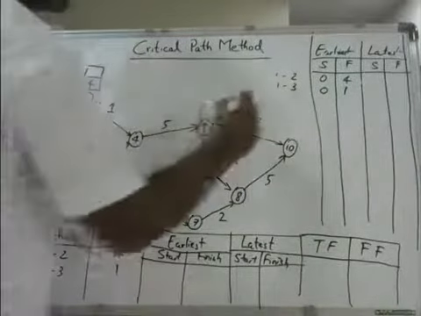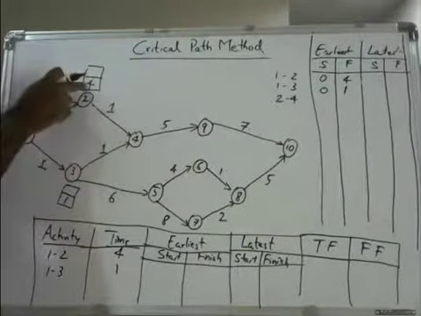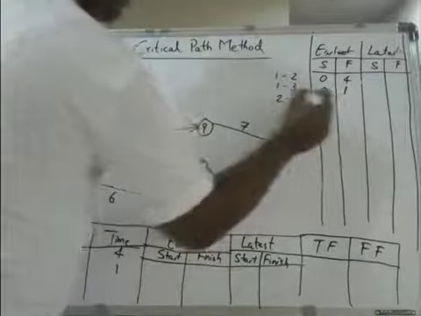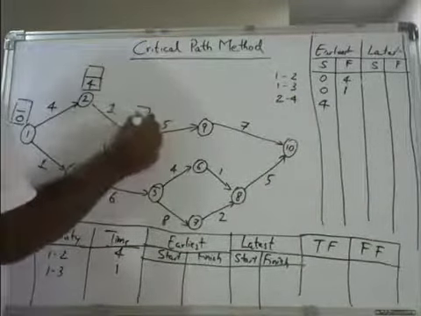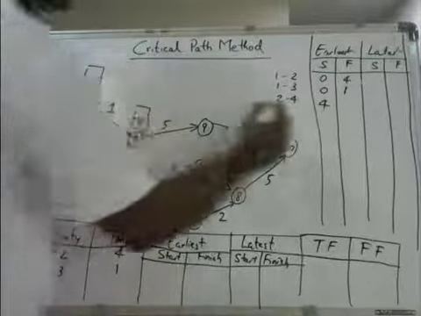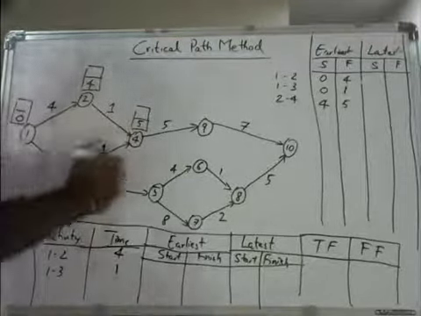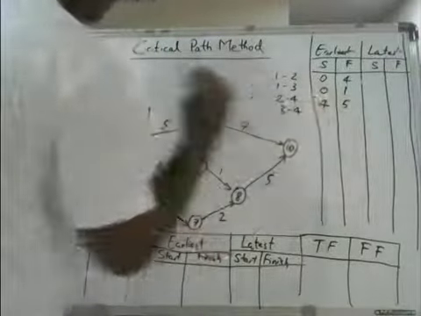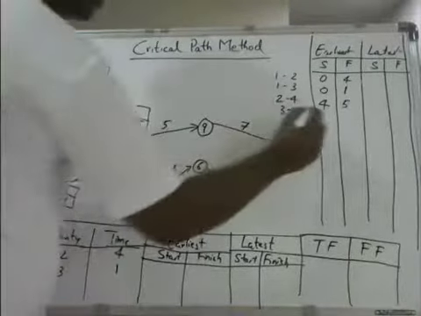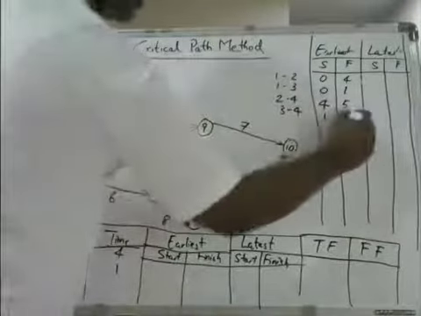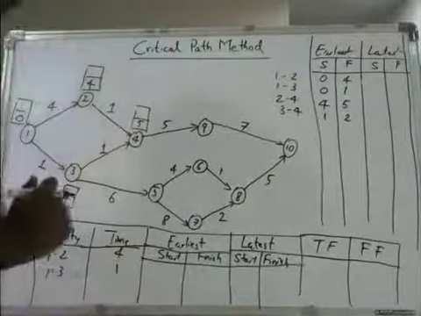The next thing is 2 to 4. 2 to 4 is here. 4 is the start, so I will write 4 here. End is 4 plus 1, which is 5. So the stop is 5 there. Next one is 3 to 4. Here it starts with 1, then 1 plus 1 is equal to 2. Similarly, you should go on writing for each and every activity.